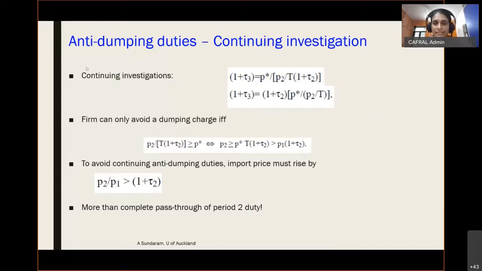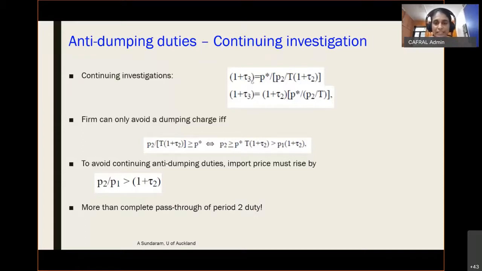The issue with anti-dumping duties is that there are continuing investigations. So it's not that you put on a duty and that's it at the end, right? Because in the next year, that is going to be revised and there's going to be continuing investigation. Now, when that happens, the Indian government will determine the third period duty.